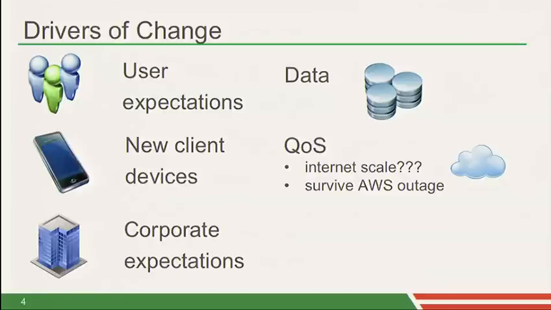Quality of service expectations. Does your app need to be internet scale? Well, we all know many of them actually don't need to be internet scale, but maybe a more nuanced question: does your app need to be able to survive outage of a data center, outage of an Amazon region, for example? Do you have an architecture that can cope with that? By the end of the evening, hopefully I'll show you how to build such things with Spring.